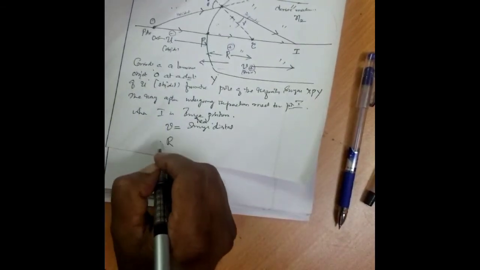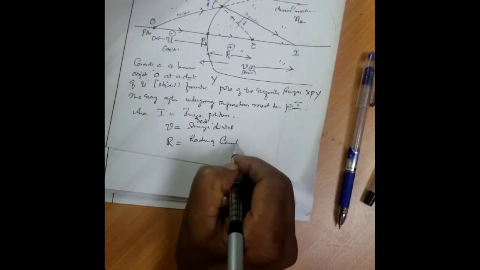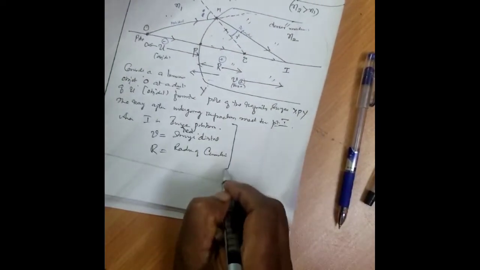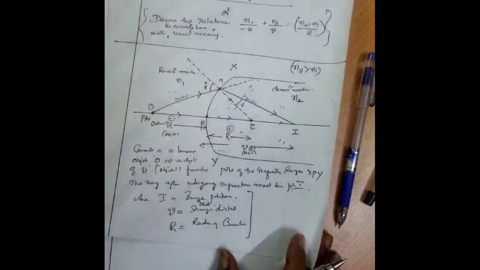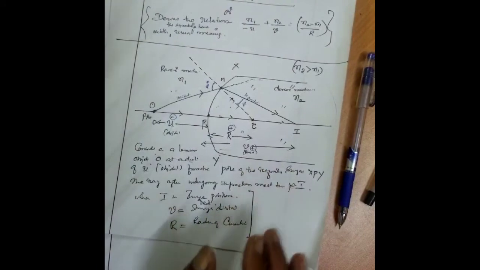And R is the radius of curvature. Now I am doing up to this much. If you do this much in the examination, you will definitely get 2 marks.